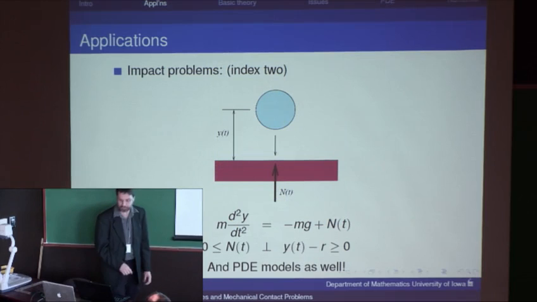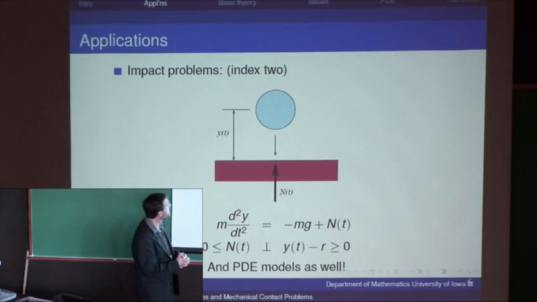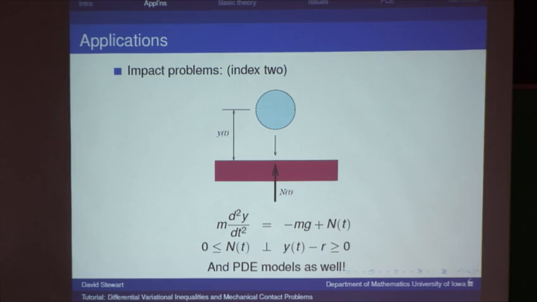Okay, now you'll see this, I've got the example of the impact problem, which is what many of us are interested in. It's index 2, and I'll explain what that means in a moment. So this is simply a ball and a table, and simply to show that we can put this into the framework of differential variational inequalities.